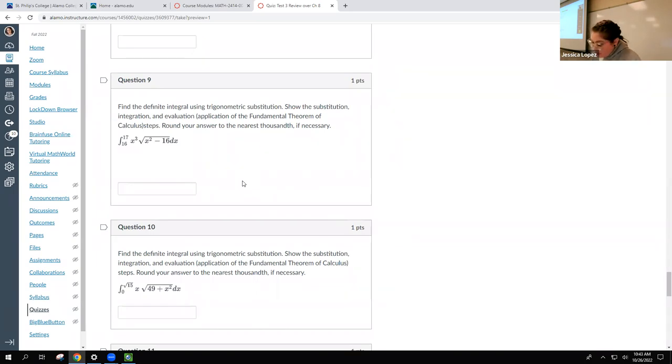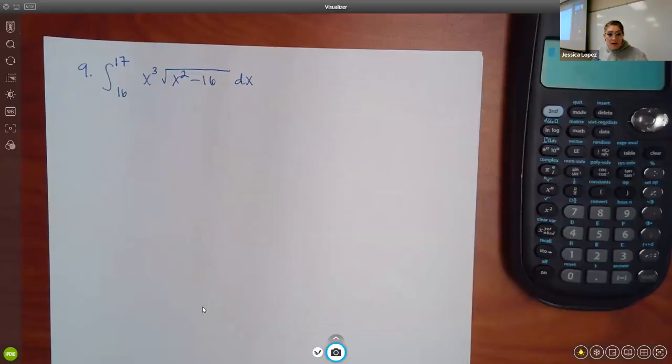So for number 9, we have the integral from 16 to 17 of x cubed over the square root of x squared minus 16 dx. So again, it does say we have to use trig substitution. So we're going to go ahead and do that. I think I need to go back to the computer because I need to make sure which triangle I need to use, right? So let's go back.